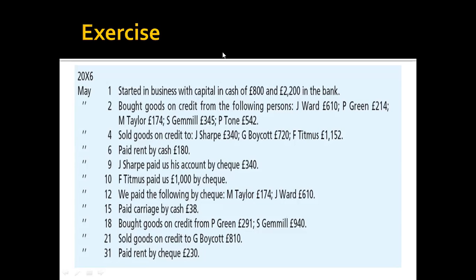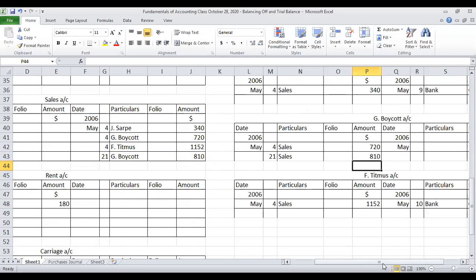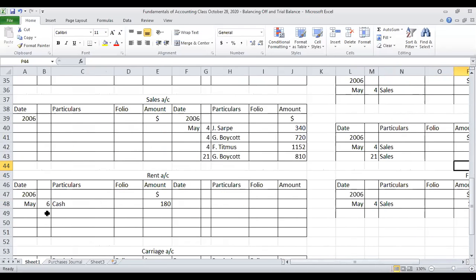I asked if I should debit the rent and credit the bank. Yes, simple. So you're going to debit the rent account, dated May 31. You're going to pay by check, right? Bank.